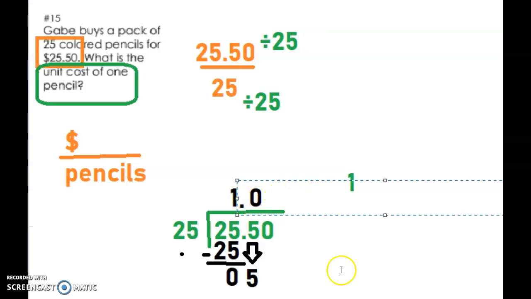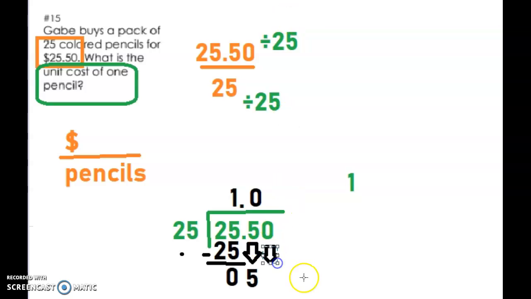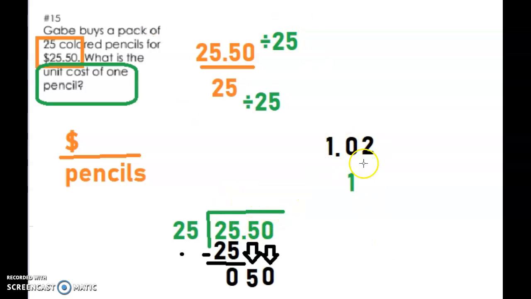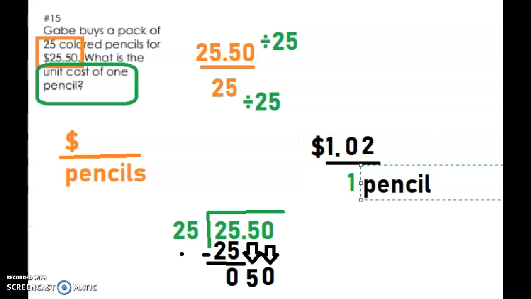Oh, it's not a decimal point. So my decimal is going to go straight up. And then I could bring this next 0 down. Because I did times 0, right? It would stay the same. So now 25 times what equals 50? Well, 25 times 2. So my unit rate is $1.02 per one pencil, right? So that's what my unit rate is. Remember, unit rate always means one of these numbers is going to be 1. My unit cost of one pencil. I want to know how much it is for one pencil. So if I'm filling it in, this is dollars per one pencil, right? $1.02 for one pencil. That's how you do number 15.